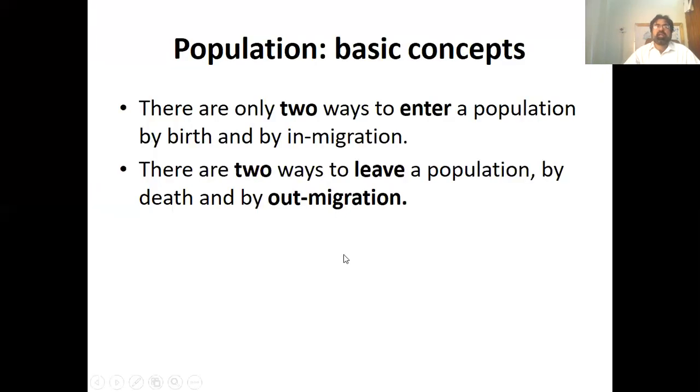Basic concepts: there are only two ways to enter a population, by birth and by in-migration. There are two ways to leave a population, by death or by out-migration.